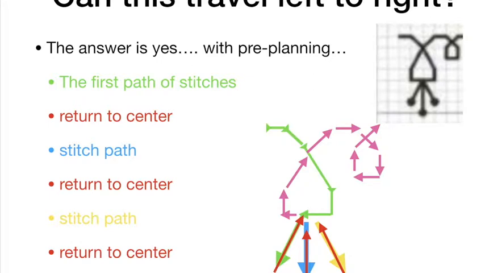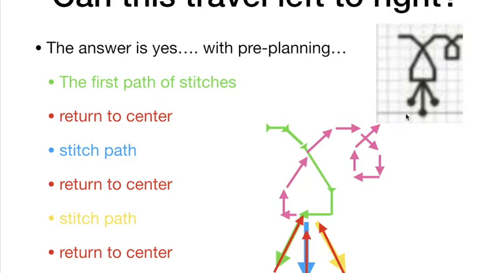Can this design travel left to right? The answer is yes, but you have to plan through your design. As in all digitizing, you can't just go do it. You gotta plan it. If you look at my graphic, the first path of stitches are done in the green arrows, and it comes out to this point.